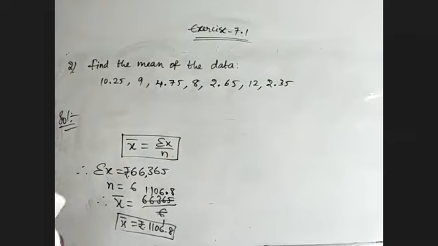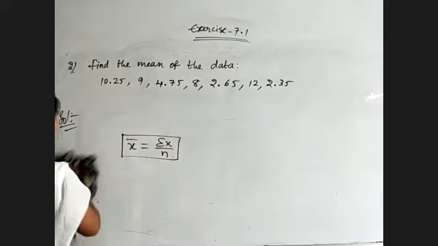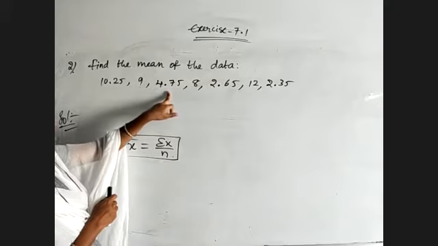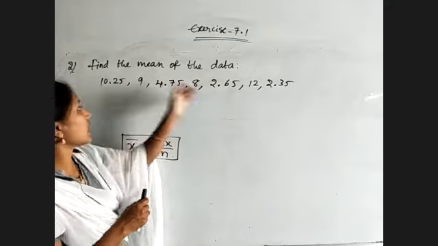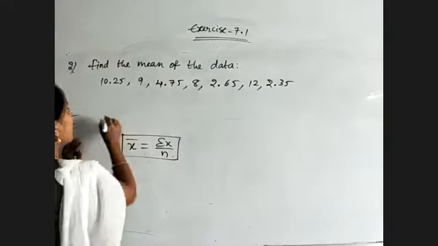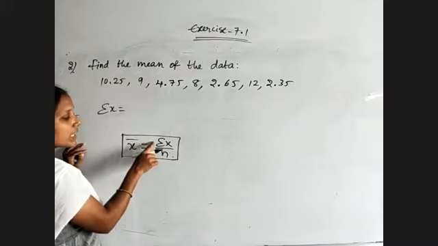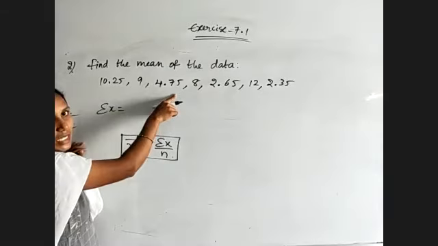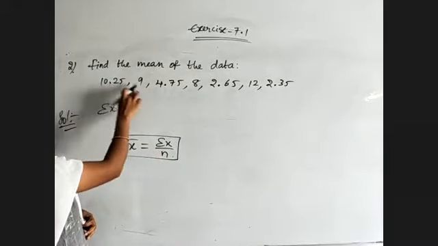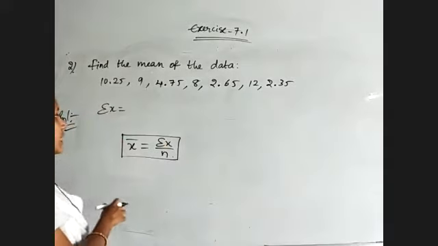So now we know that mean is nothing but sum of observations by number of observations. And what are the given observations here? Decimal values 10.25, 9, 4.75. Some of the decimal numbers are there and some are whole numbers here. So first of all, find out their sum. Sigma x is equal to, we need to find out mean, direct question. So sigma x we need to find because observations are there. So just find out that sum. And n, how many observations are there? 1, 2, 3, 4, 5, 6, 7 observations are there. So n is equal to 7.